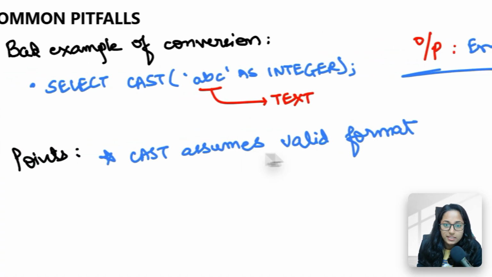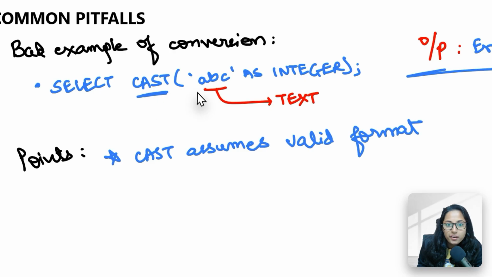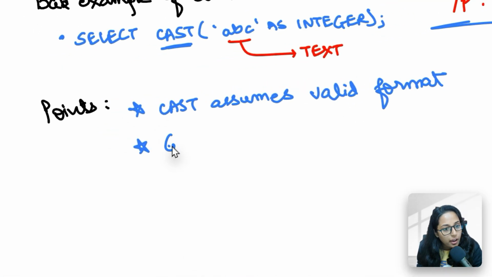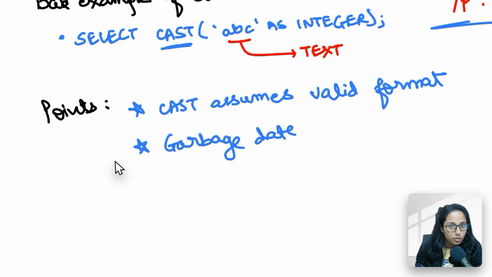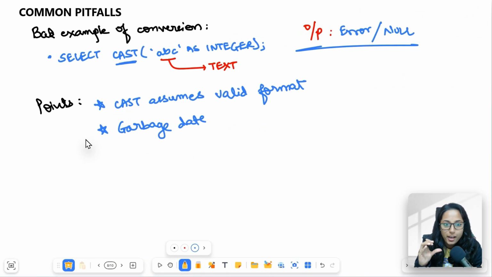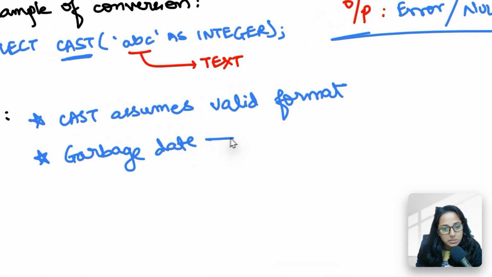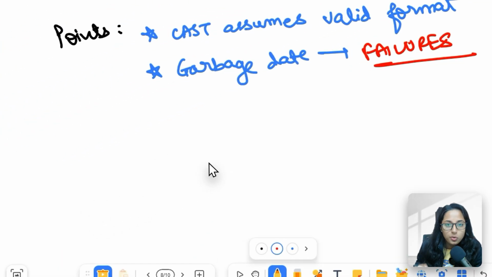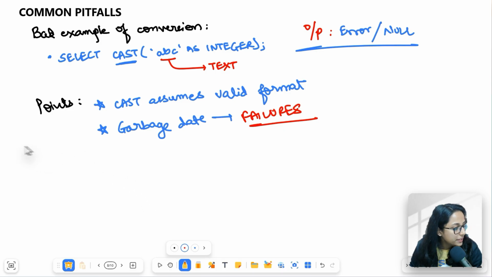So cast assumes valid format. In this case, cast was not aware if ABC was actually an integer or a text, or whether it can actually be converted to an integer or not. But it assumes that my format is valid. And secondly, if we have, for example, garbage data, something we have put as null or garbage, then it will also mislead, which would lead us to failures.